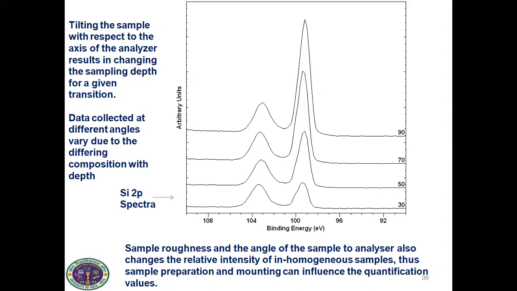Sample roughness also matters. If our sample is not completely planar, then ejected photoelectrons can deviate from their path. This will also affect the peak position and peak FWHM. The angle of the sample to the analyzer also changes the relative intensity of inhomogeneous samples. That's why sample preparation and mounting is very important for recording the XPS spectrum. XPS measurements are quite sensitive to these errors. Otherwise, it will influence the quantification value.